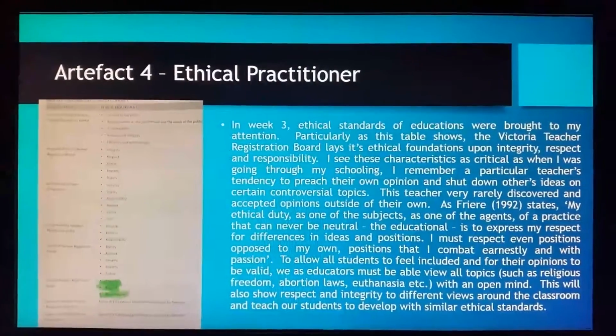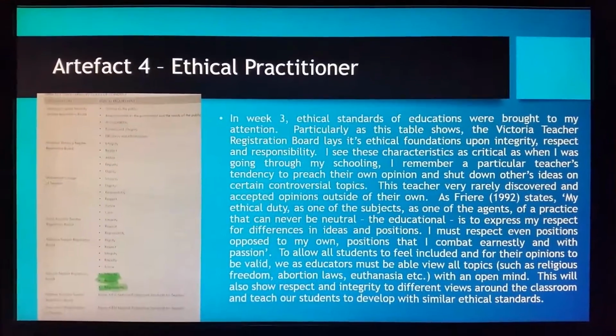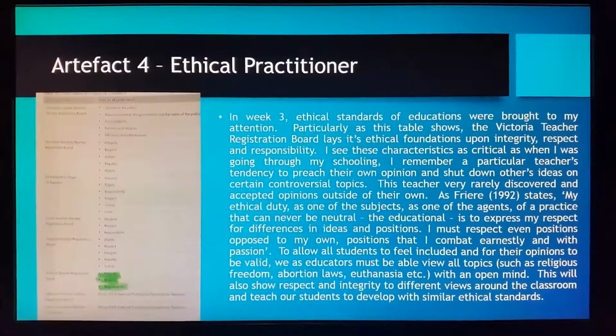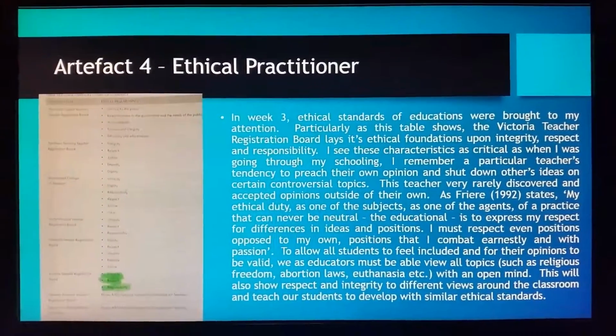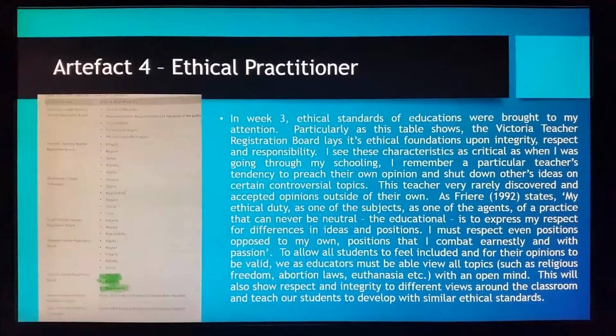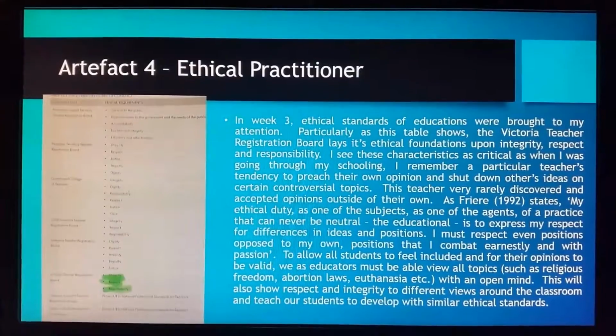For my fourth artifact, I have a table outlining the ethical standards of teachers in Australia, and I've obviously highlighted the Victorian standards. And it makes me think back to a particular teacher I had in high school who would often preach their own opinion and shut down other people's ideas and opinions on controversial topics.